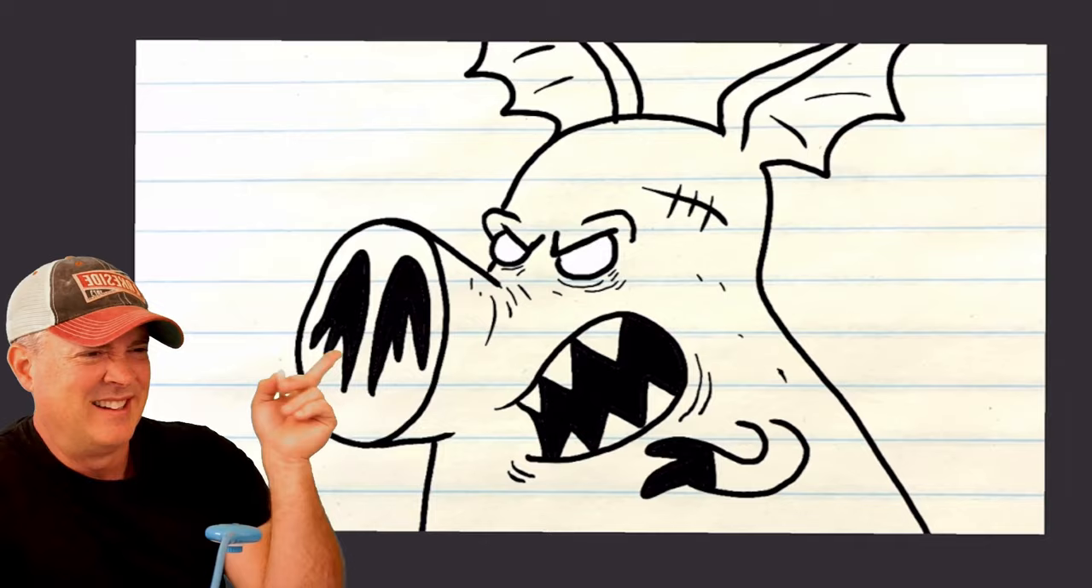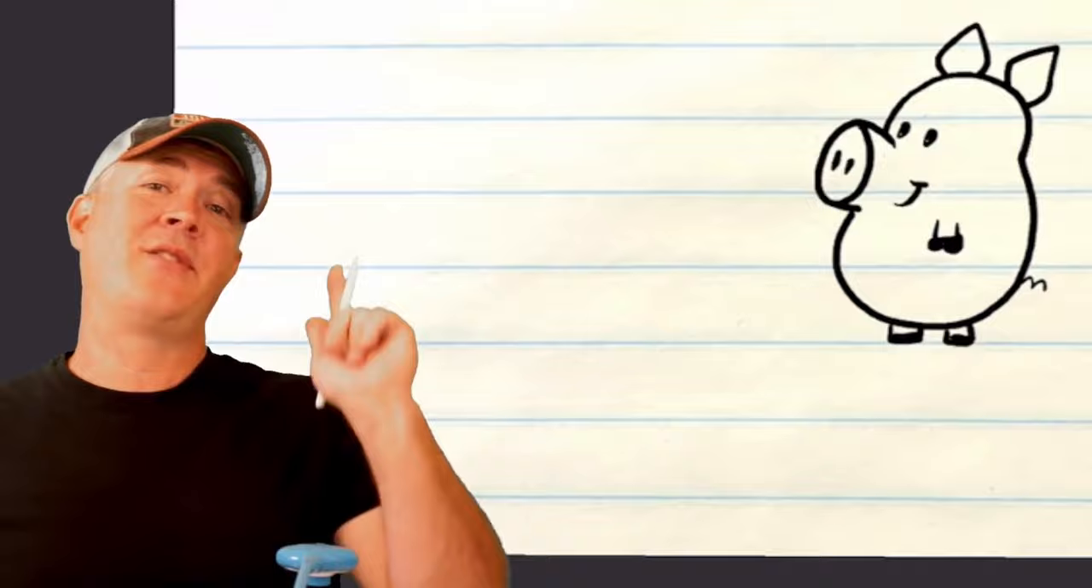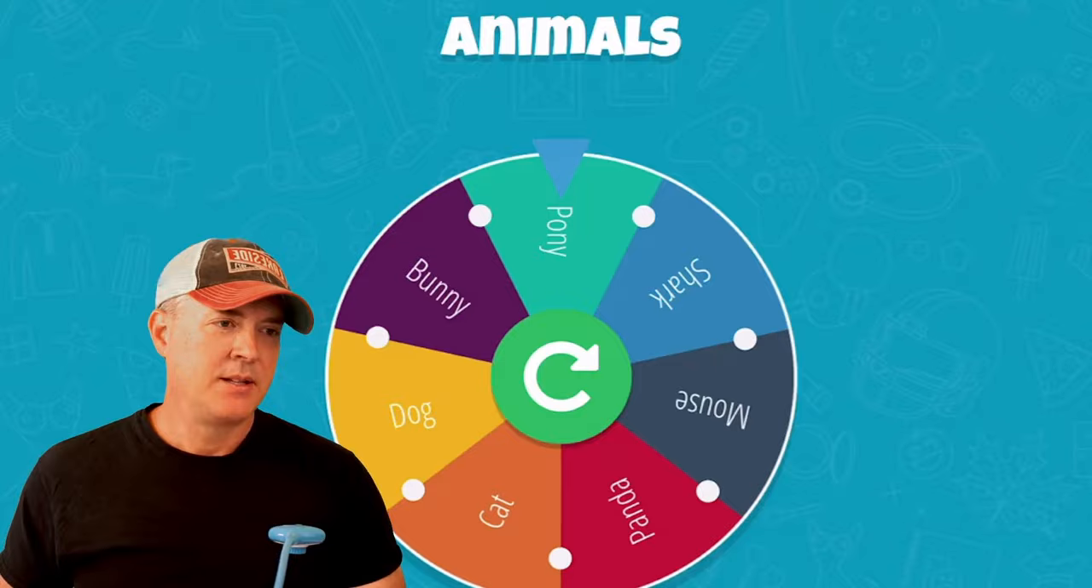I am going to spin the wheel, and whatever I land on, that animal is going to be my next jump scare. So we spin the wheel. Our first jump scare animal. A cat. Okay, that works.